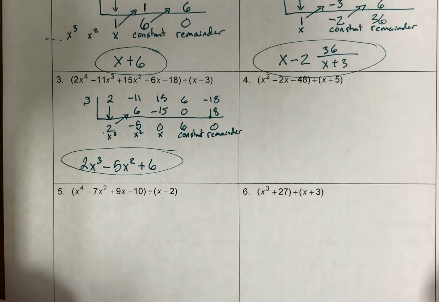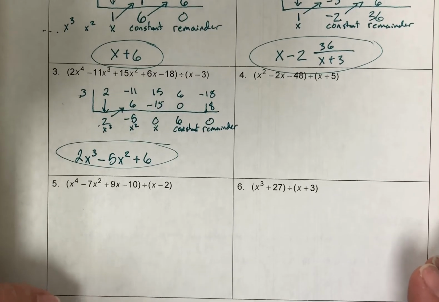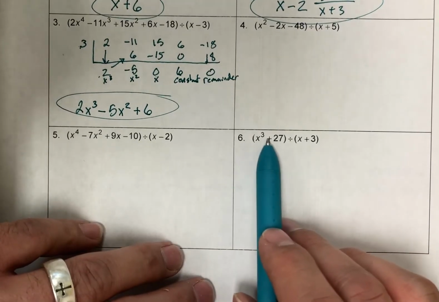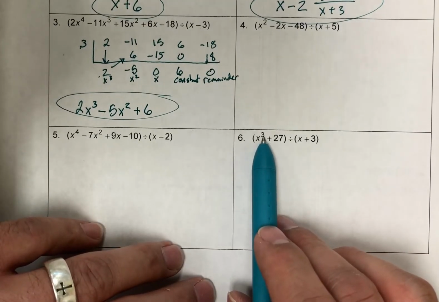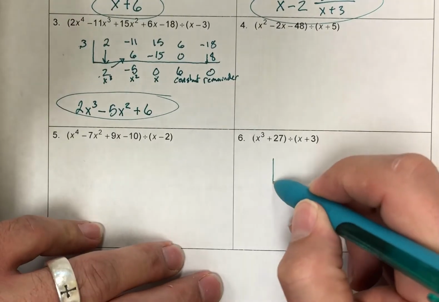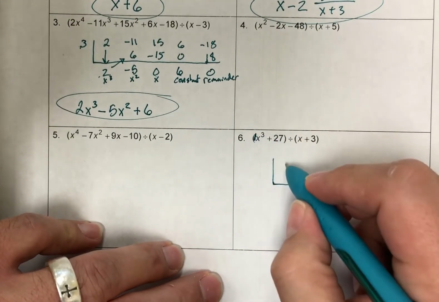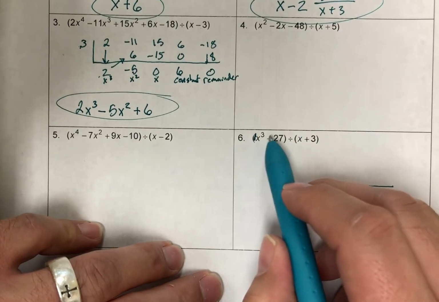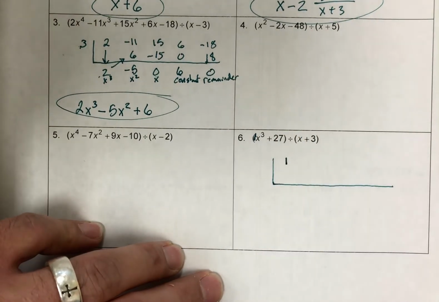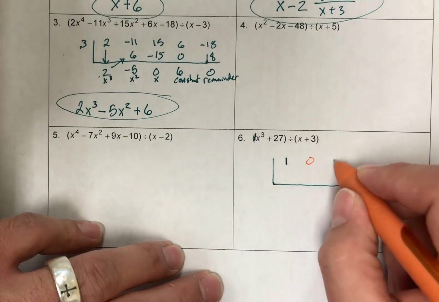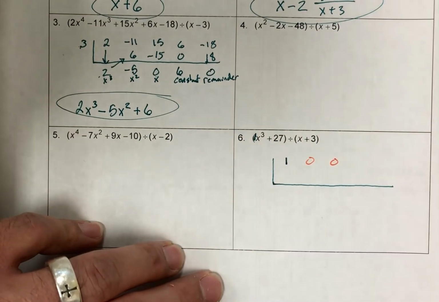I'm going to skip down to number 6. You can tell here I am missing values, so this is how I'm going to fix that. I'm going to start off with coefficients. 1, I'm missing the x squared term, which is going to be 0. I'll do that in orange. I'm missing the x term as well, so I have another 0. And then I have 27, and then -3 goes out here.